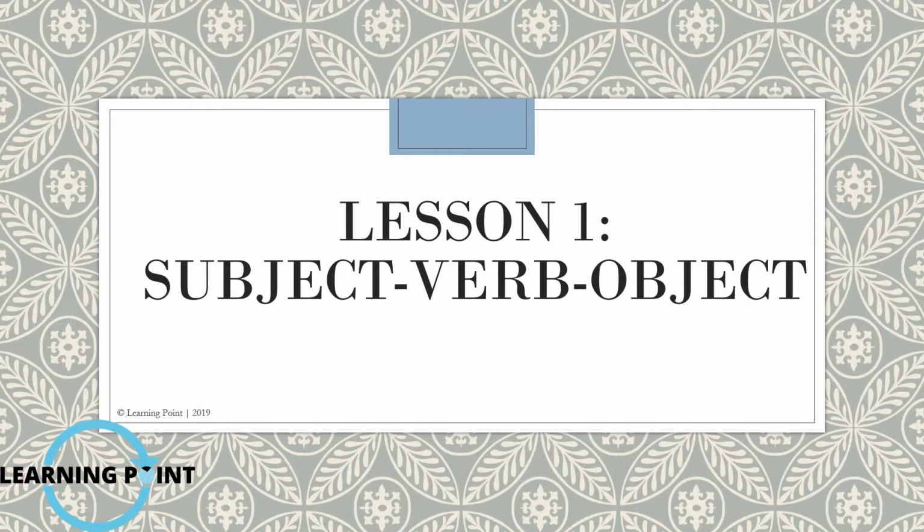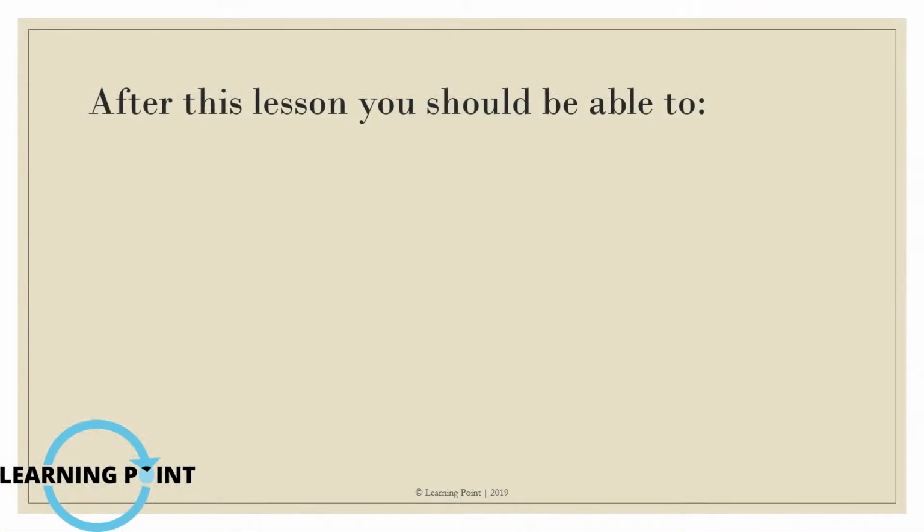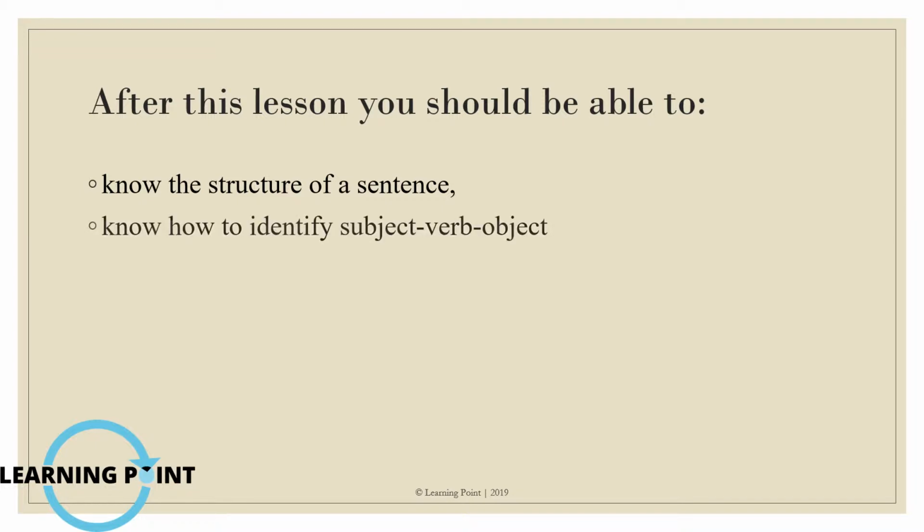This course teaches you the different elements of a sentence. This is Lesson 1, Subject, Verb, Object. Once you are done with this lesson, you should be able to know the structure of a sentence, know how to identify subject, verb, object, and use this knowledge in future lessons.